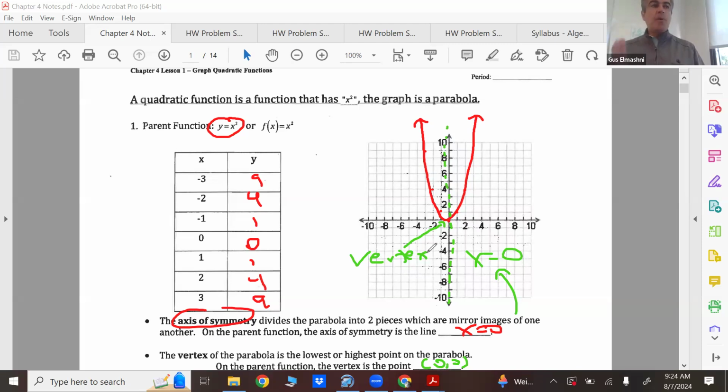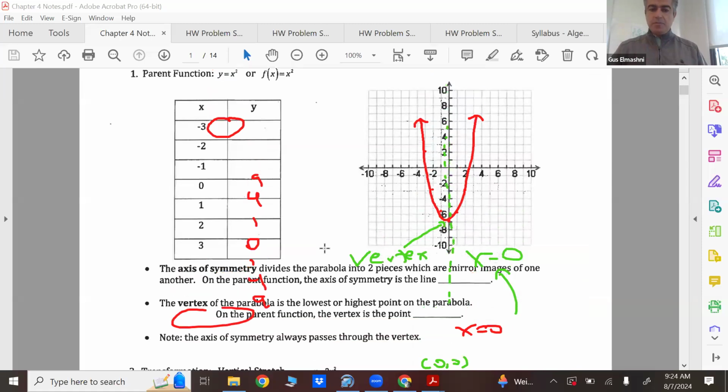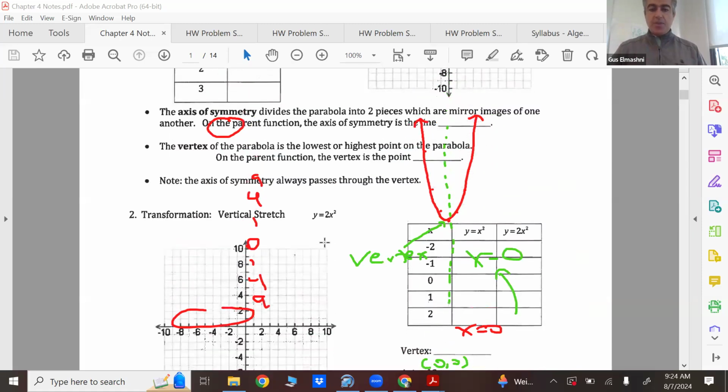Pretty standard. And we call it the parent function because it's the most basic quadratic function you can write. There's no x term, there's no number like 1 or 2, there's no negative in front, there's no coefficient. It's very plain, vanilla, just y equals x squared. That's it. And that extension does go to the vertex.